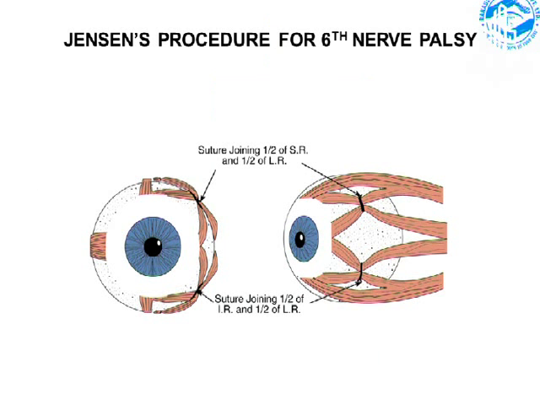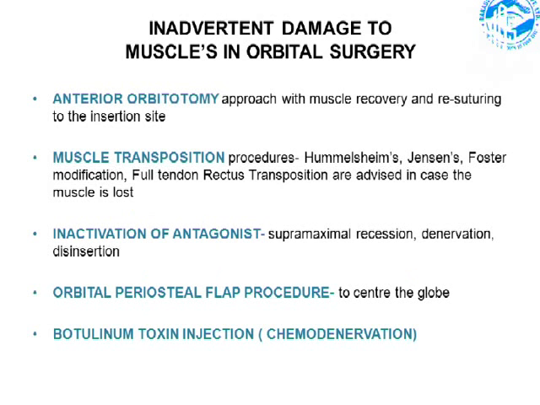The Jensen procedure, as you can see here, splits the muscles vertically, and then the muscle fibers are sutured to the adjacent muscle, so that we can transfer some sort of vector forces towards the paralyzed muscle. And this is really good in such conditions.